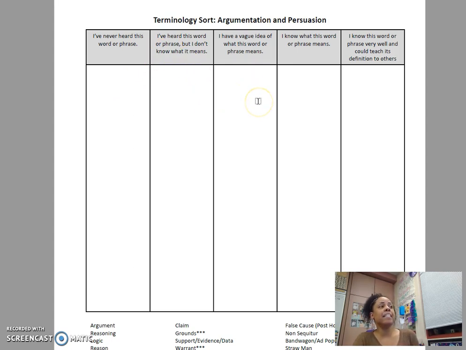If you have a vague idea, like you can kind of explain it, or I can give you an example, whatever, put it here. If you know what this word means, you're like, yes, I know that word, then you would put it in this column. If you know this word so well, or this phrase so well, that you could teach it to someone else, then you would put it in the far right column, okay? This is just to get a general idea of which terminology that will be used throughout this unit you're already comfortable or familiar with, or perhaps what you need more information on, okay?